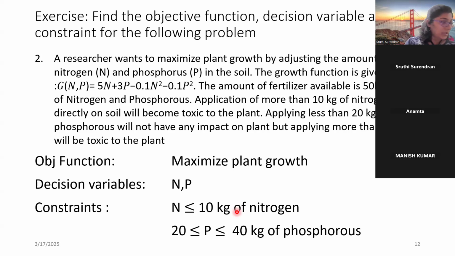Again, your answer will be almost correct, but you only need to give importance to the equal to, because you can apply 10 kg, but not more than that. So it will always be less than or equal to. Again, in case of phosphorus also, less than or equal to 40 kg and greater than or equal to 20.